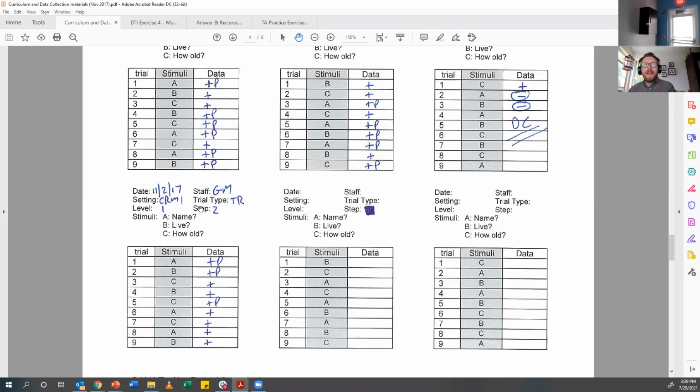This last teaching session, the student was at prompting step 2. He responded correctly in 9 out of those 9 trials. Which prompting step do you think he would be at for this upcoming teaching session that you're about to implement? I'd be happy for anybody to turn their mic on or pop the answer in the chat.